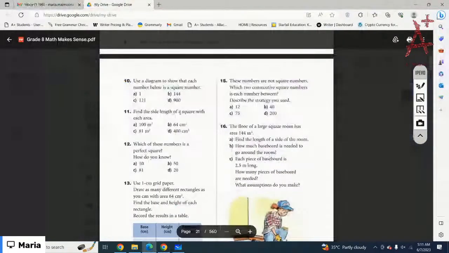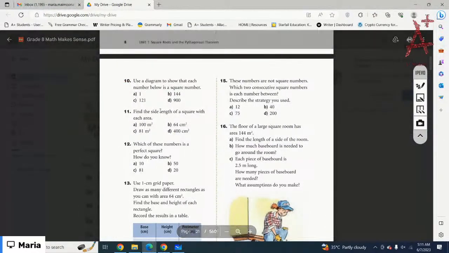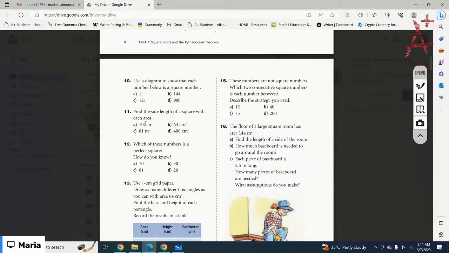Okay, the next one is find the side length of a square with each area. You are given the area, you have to calculate the side lengths of the square. So you are given 100 meters squared. Basically you have to see 100 is the square of which number? 100 is the square of 10. Got it? That means the side length of the square would be 10.